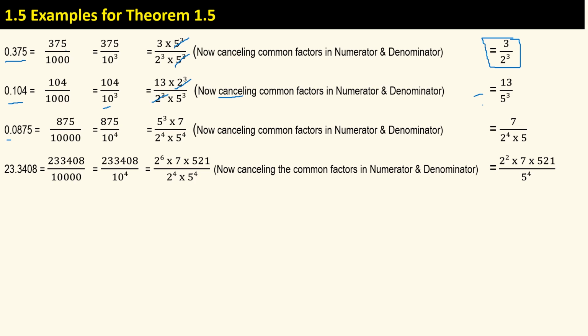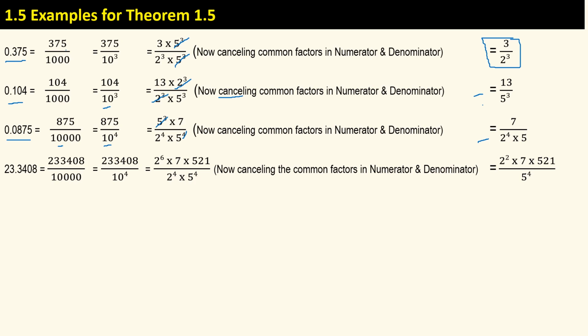Similarly, 0.0875 is equal to 875 divided by 10,000, which can be written as 875 divided by 10 raised to power 4, which is equal to 5 raised to power 3 multiplied by 7 divided by 2 raised to power 4 multiplied by 5 raised to power 4. And then after cancelling the common factors here, we are left with 7 divided by 2 raised to power 4 multiplied by 5. And now let's take another example.